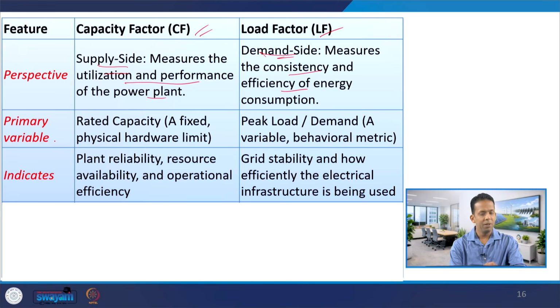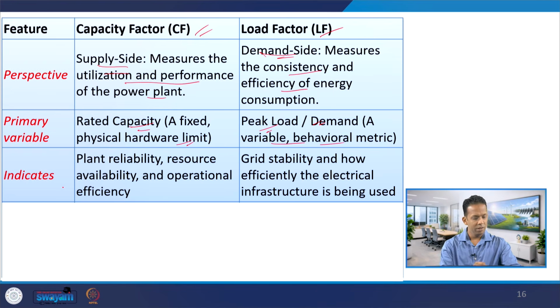The primary variable in capacity factor is rated capacity. It is a fixed quantity. It's a physical hardware limit of that power plant. It cannot go beyond that particular number. But load factor depends on the peak load or the demand, which is human centric. So, it's a variable and behavioral metric. It's not fixed or constant.